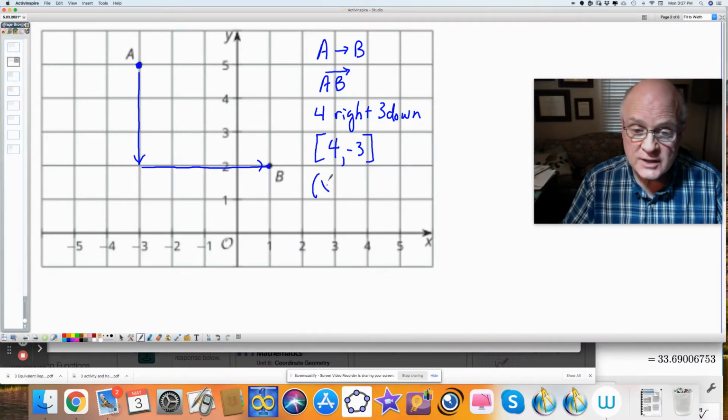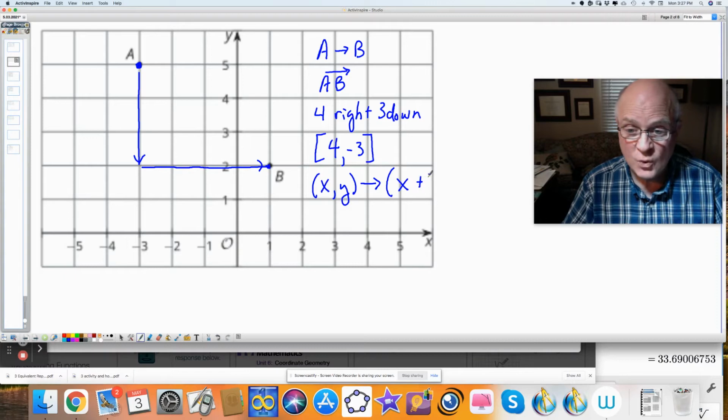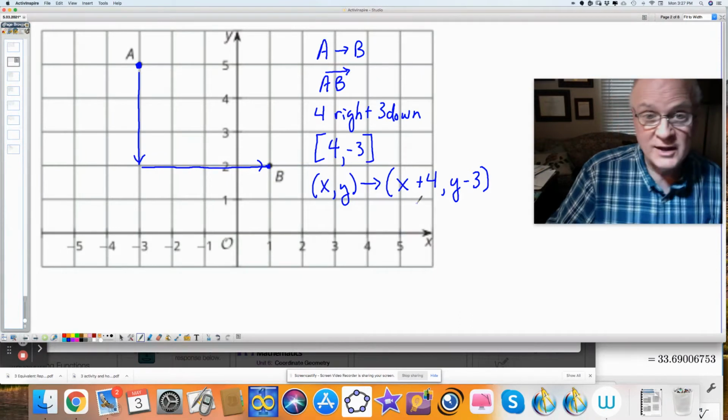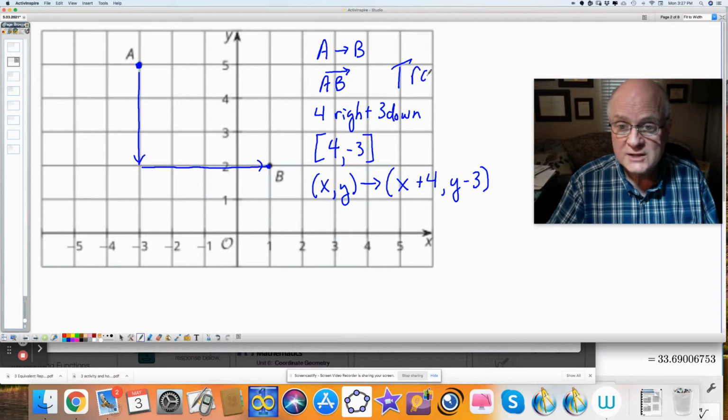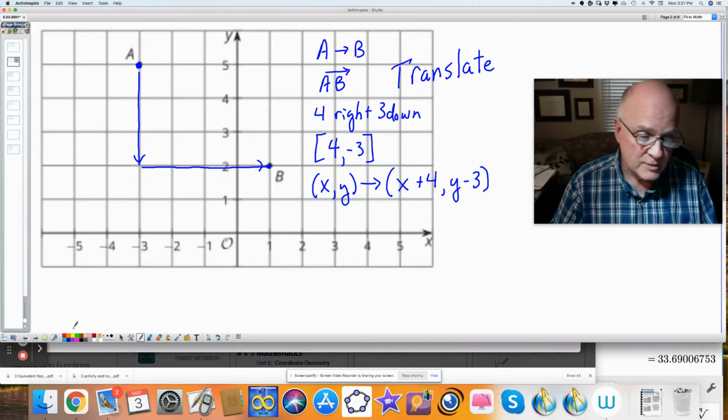I could also say that I'm going from x and y. I'm going to translate this to, in the x direction, we're going to add 4. And in the y direction, we're going to subtract 3. And this is a notation that we will be talking about later on in this trimester. But the idea here is that you could translate the one point A to get to point B.